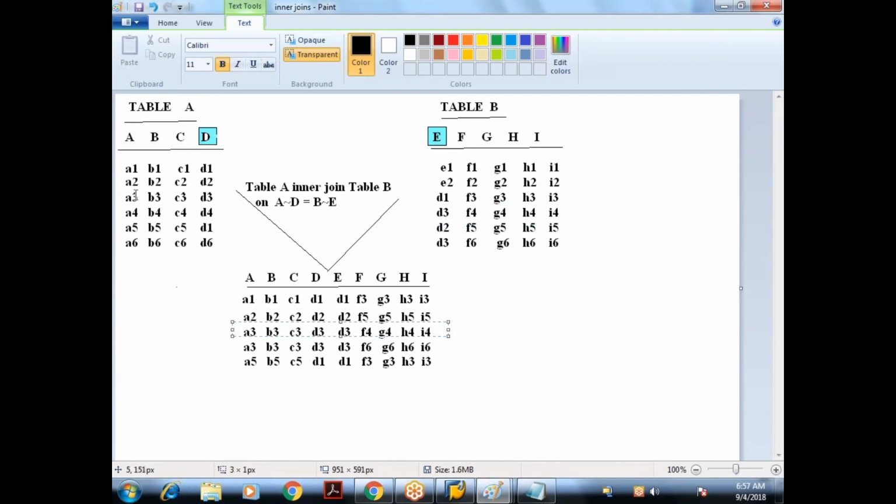Again, the same row from the left hand side table: A3, B3, C3, D3. What is the other matching row? The sixth row: D3, F6, G6, H6, and I6. Done. Then, what is the next row here?